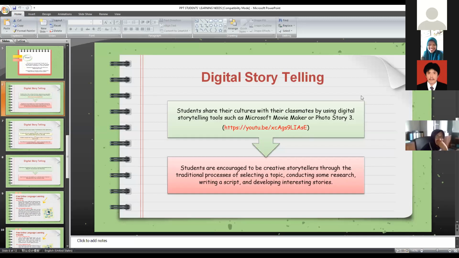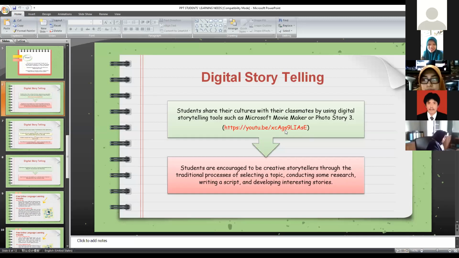So here, the teacher encouraged students to share stories about their own culture, and they are using a tool called Microsoft Movie Maker or Photo Story 3. The way to use this program can be seen in this YouTube link. This kind of tool is very effective, I think, to encourage students to share about their own culture, as well as helping them to improve their language.